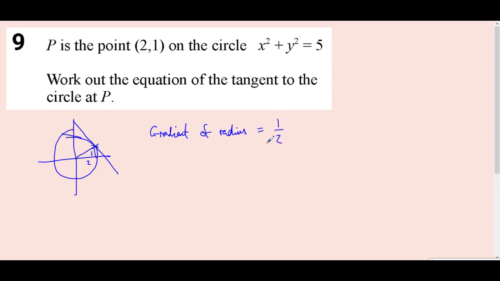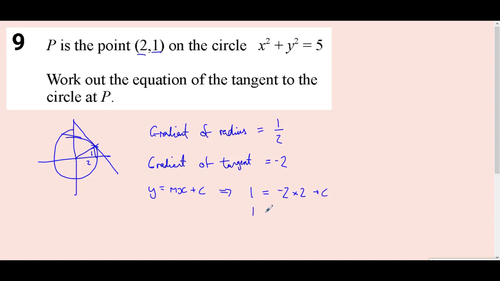Well, the gradient of the tangent will be the negative reciprocal of that. And so that will be -2. We then use our formula for a straight line, y equals mx plus c. In this case, our value of y is 1, comes from the point. The gradient is -2. The value of x is 2, and c is what we need to work out.